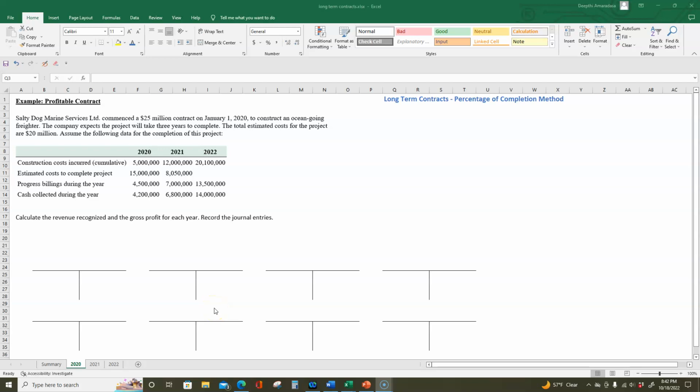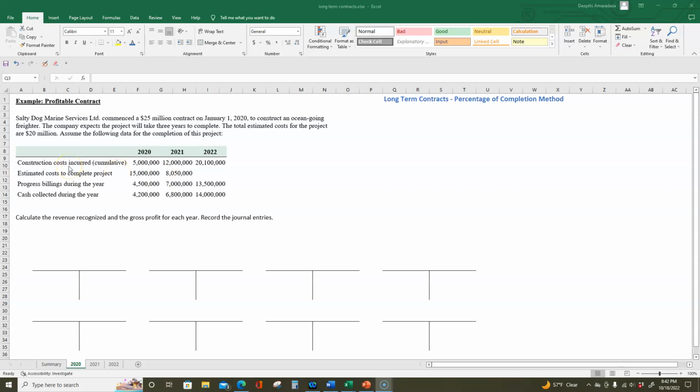In this video, we're going to be looking at long-term contracts and recording revenue for long-term contracts using the percentage of completion method. We're going to be taking a look at an example that is a profitable contract.